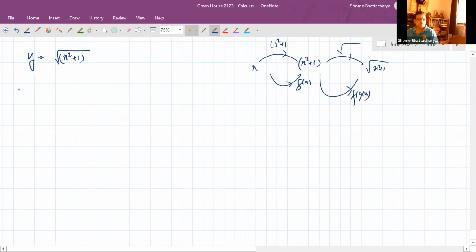So the first step, the substitution step: I'll substitute x square plus 1 as z, which is my dummy variable. So now y will become expressed as what? Square root of z, or you can also write it as z to the power half. So next step, the chain rule.